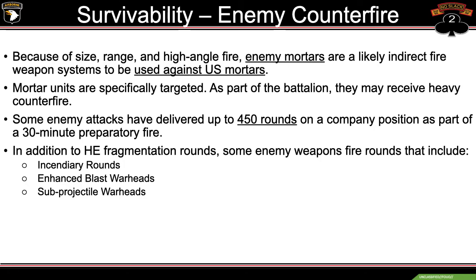Some enemy attacks have delivered up to 450 rounds on a company position as part of a 30-minute preparatory fire. Kind of want you to think long and hard about the amount of rounds within 30 minutes on a company size. It's absolutely insane, and that's our biggest part of enemy counterfire and going into today's class on survivability and why it is emphasized in the MFP. In addition to HE fragmentation rounds, some enemy weapons fire rounds that include incendiary rounds, enhanced blast warheads, and subprojectile warheads.